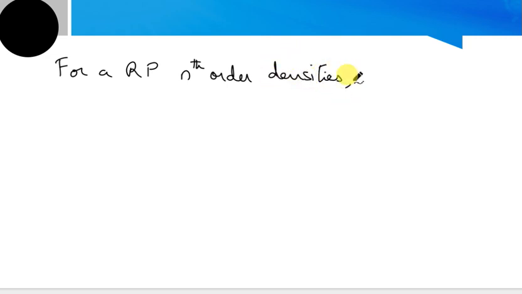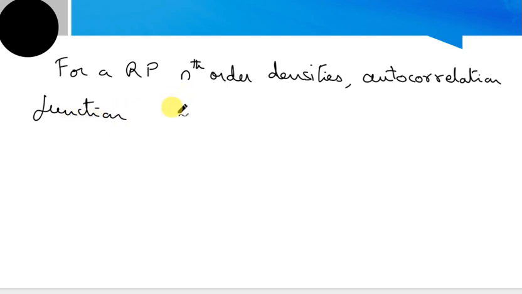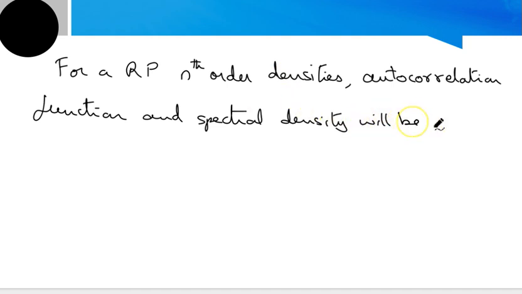For a random process, nth order densities, autocorrelation function, and spectral density will be defined, and this will be very useful to analyze the process.